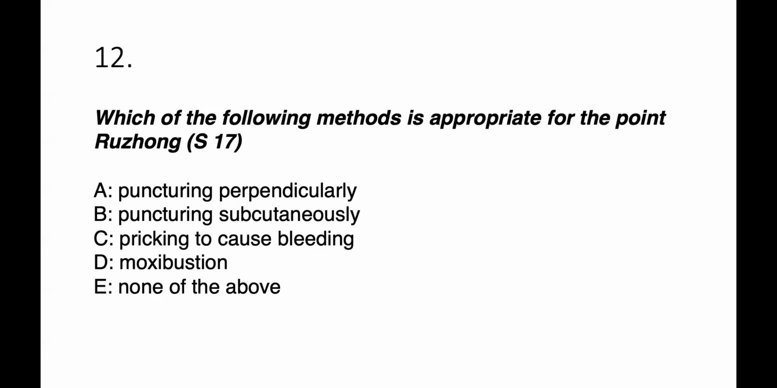Okay, no more questions. Number 12. Ma'am Teresita, which of the following methods is appropriate for the point stomach 17? A, puncturing perpendicularly; B, puncturing subcutaneously; C, pricking to cause bleeding; D, moxibustion; and E, none of the above. Where is stomach 17? My answer po, Doc, is letter E, none of the above.